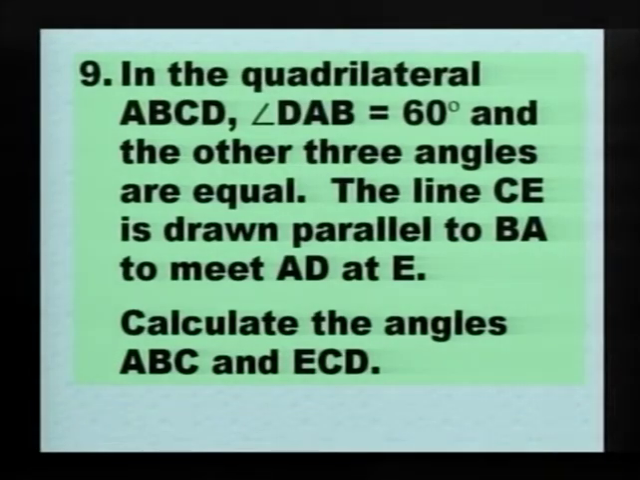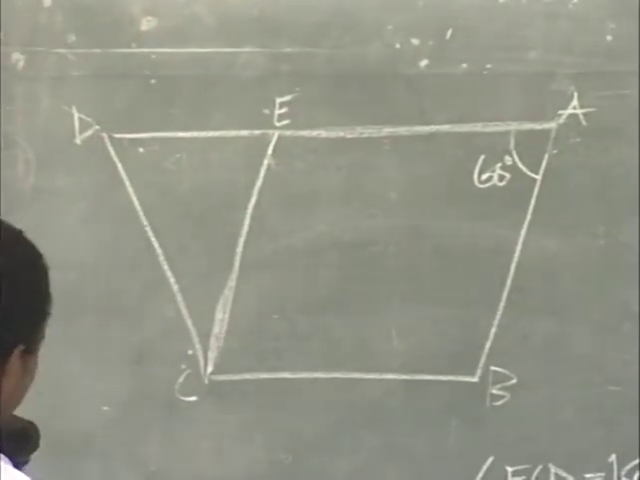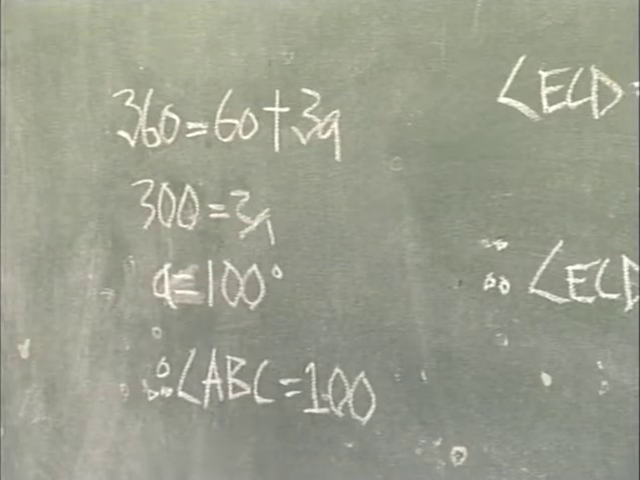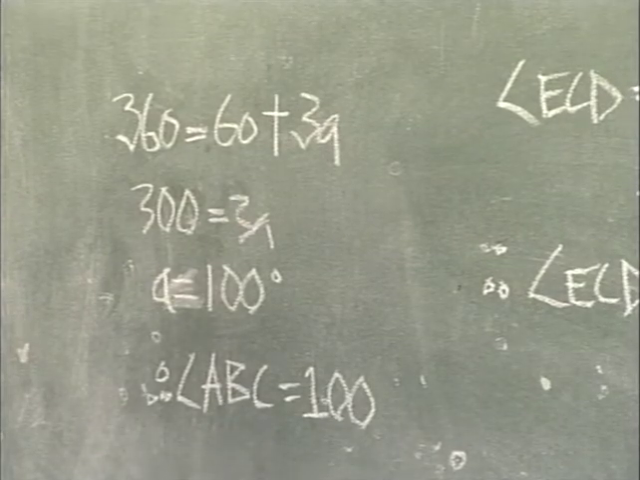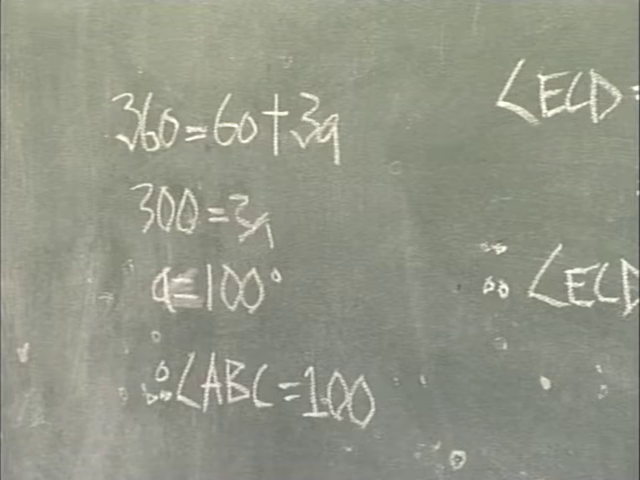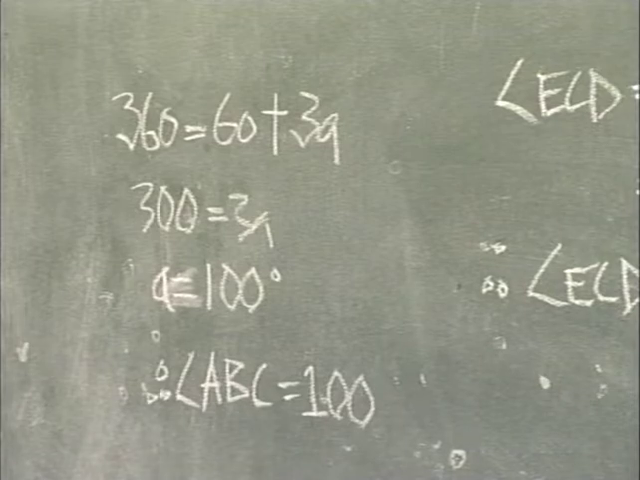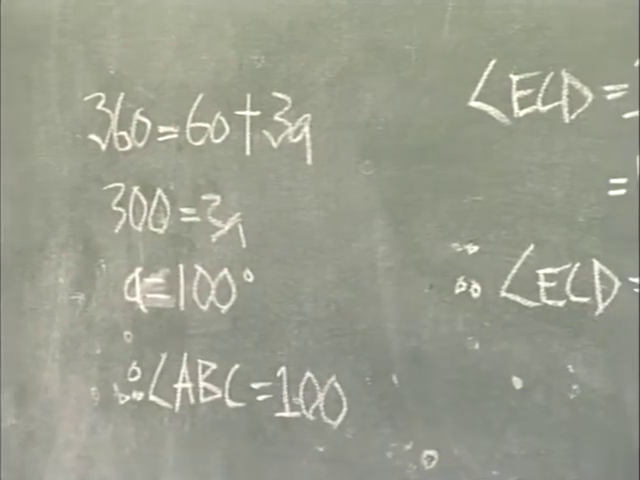Because the other three angles are equal, we have to put it in an equation. 360 degrees, the total sum of the angles in a quadrilateral, equals 60 plus 3a. 300 equals 3a. So divide by 3 on both sides, each angle is equal to 100 degrees. And therefore, the angle ABC is equal to 100 degrees.